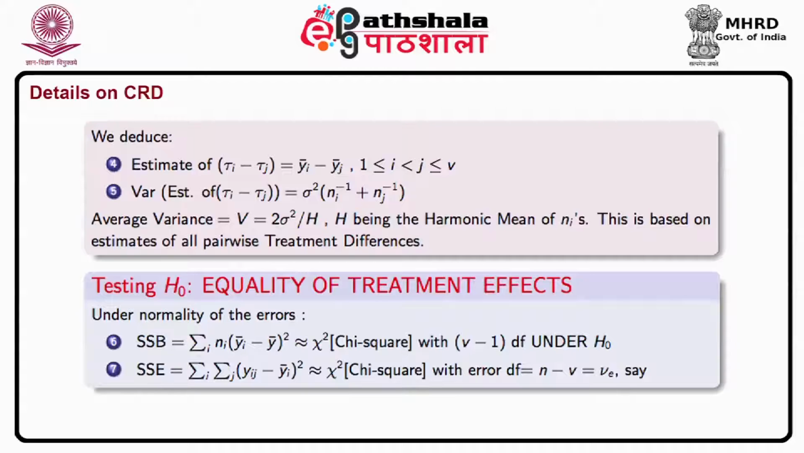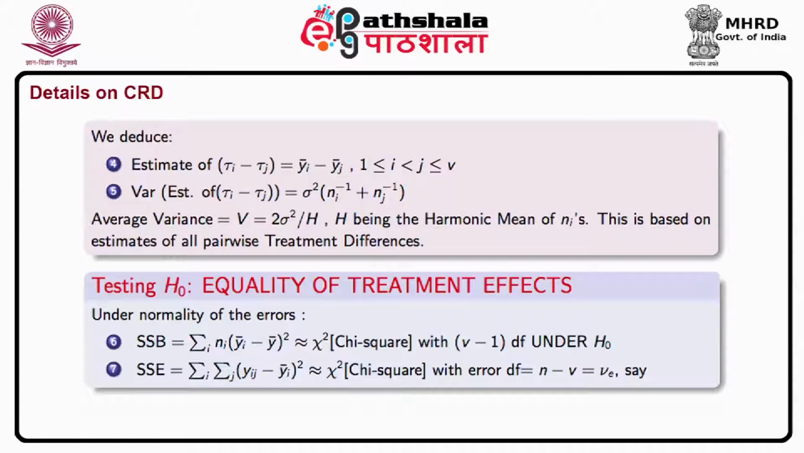So we can deduce the estimate of tau i minus tau j is equal to y i bar minus y j bar, where 1 is less than or equal to i, less than j, less than or equal to v, and the variance of the estimator of tau i minus tau j is equal to sigma square into 1 by n i plus 1 by n j. And the average variance will be denoted by capital V, and that is equal to 2 sigma square by capital H, where capital H is the harmonic mean of the n i's. So this is based on estimates of all pairwise treatment differences.